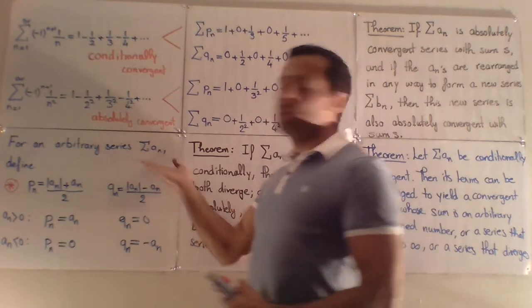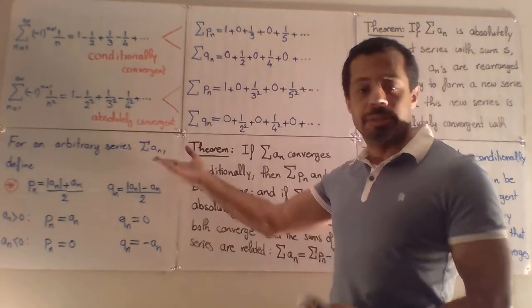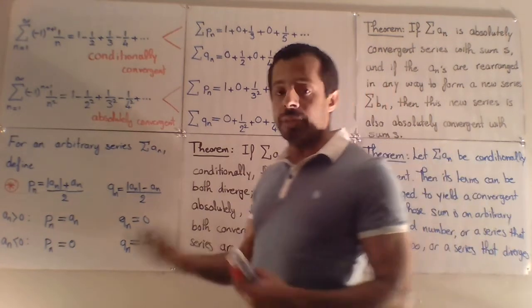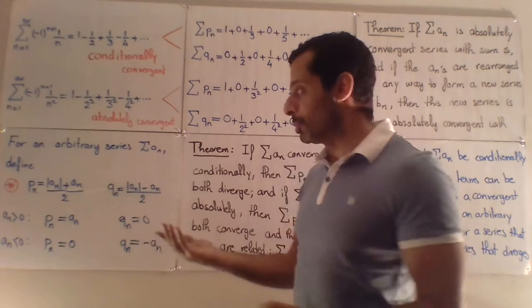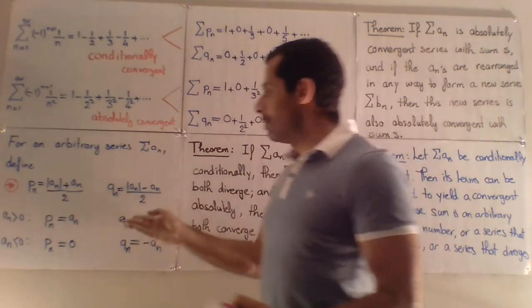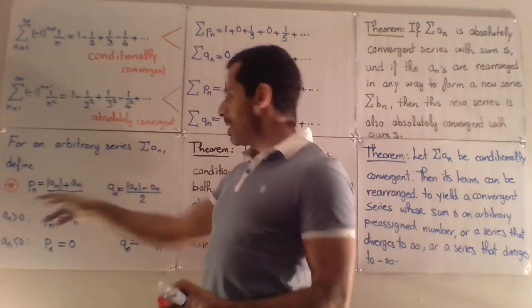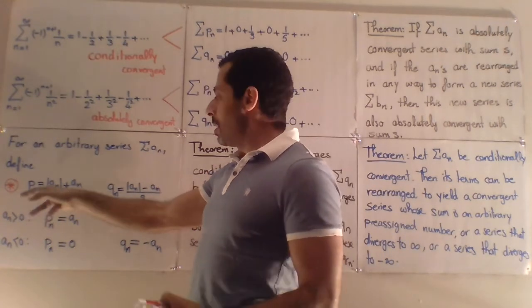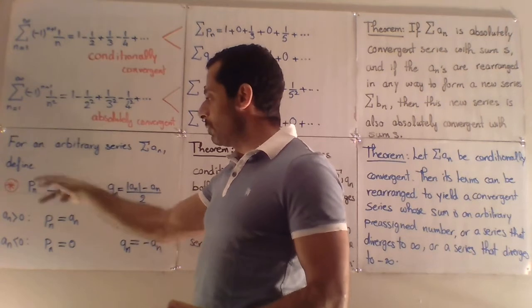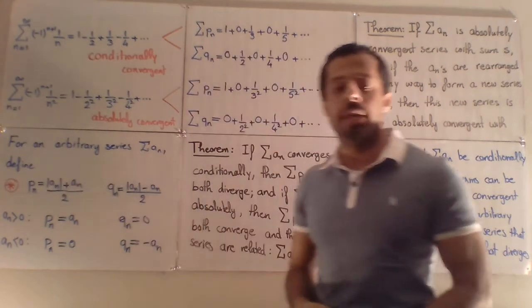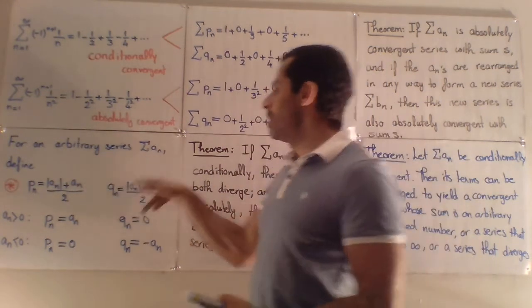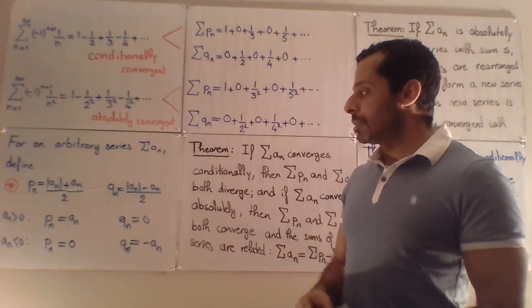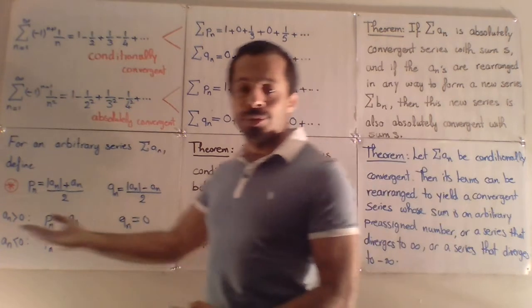So if we start with a general series sigma an, probably with mixed positive and negative terms, it doesn't have to be alternating, we can define two series from sigma an as follows. The first series will have terms Pn, and we define Pn to be the absolute value of An plus An, over 2, and Qn will be defined to be the absolute value of An minus An, over 2. So we probably will see what's happening.